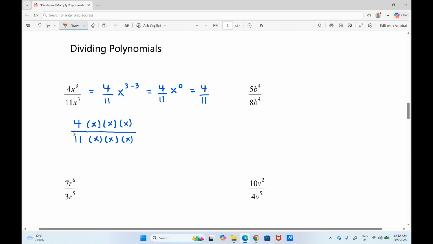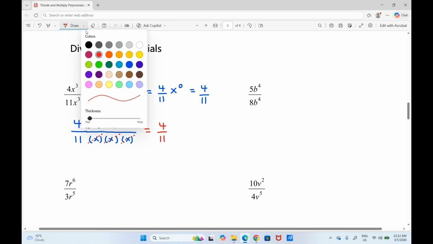However, the same number divided by the same number always equals 1. So in this case, I can cancel out an x with another x because x divided by x is 1. So I can just keep expanding out my x's based off of the exponents that I have and just cancel them out. And once all of these x's cancel off each other, what I have left is 4 over 11 still. So my final answer is still 4 over 11.